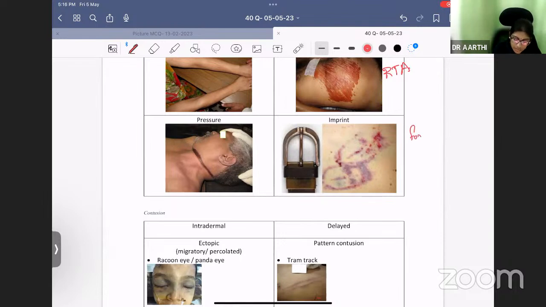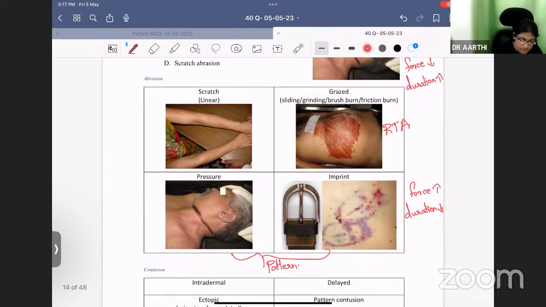Here the force is high and the duration is very small. Now among these, the pressure and imprint can produce a pattern, right? The pressure can produce the pattern of the rope which is used. The imprint can produce the shoe sole mark or the belt mark. Whereas in the scratch and the graze, the force is in a tangential direction, and they will produce skin tags.